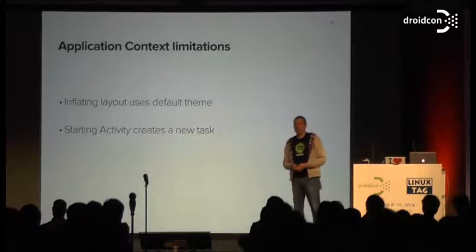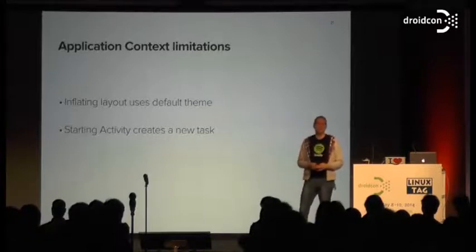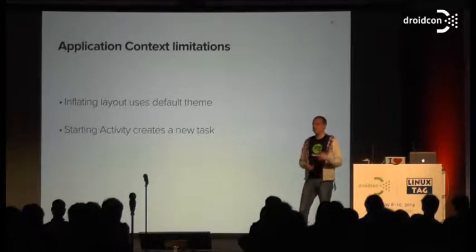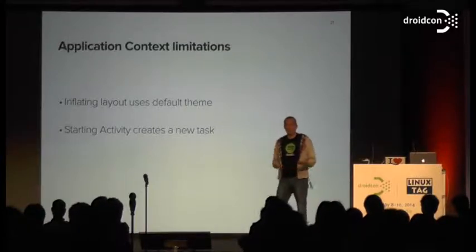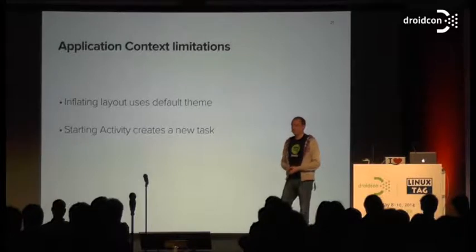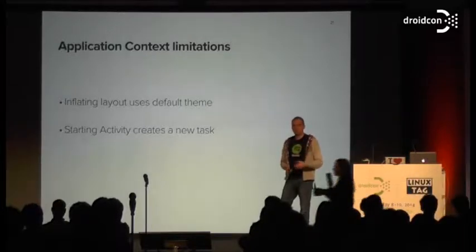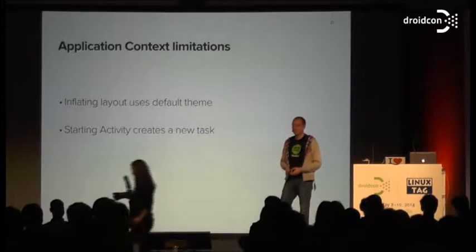Starting an activity from this context creates a new task, which might also mess up your task stack. So when the user presses back, they might get kind of unexpected behavior. But on the other hand, it might also be exactly what you expect to happen. So you should consider these limitations of application context when you use it.